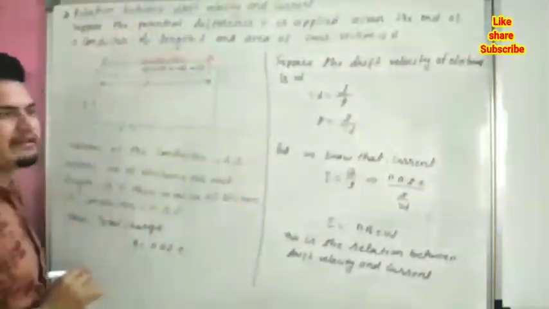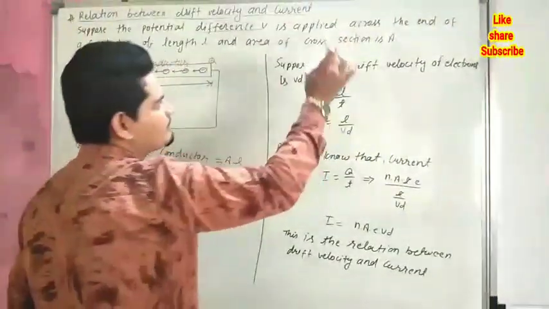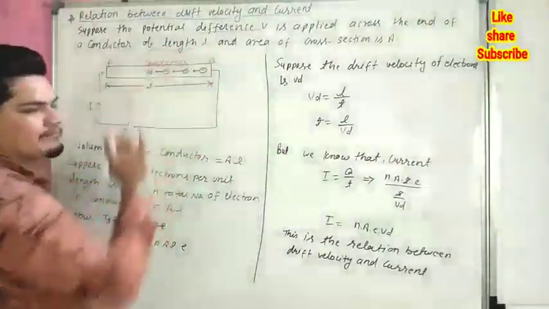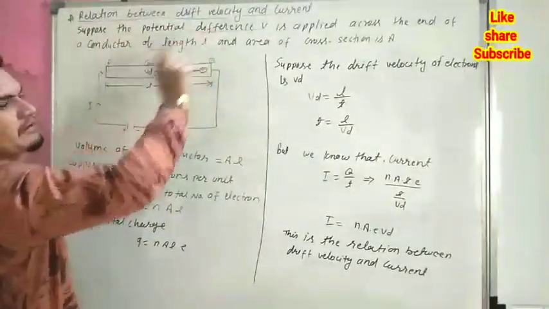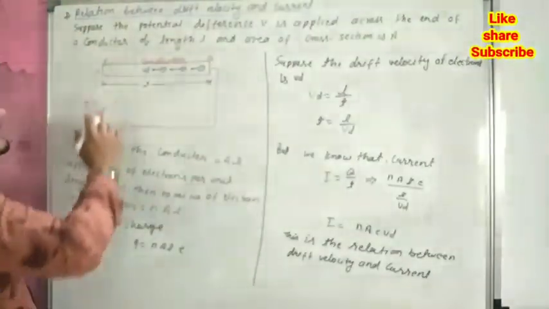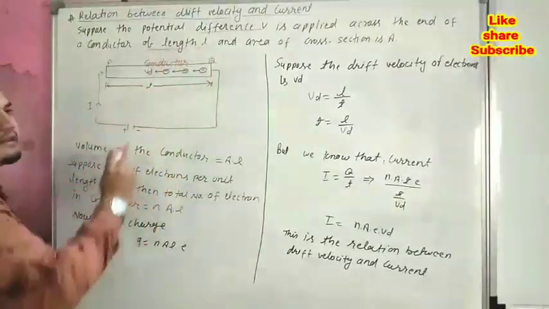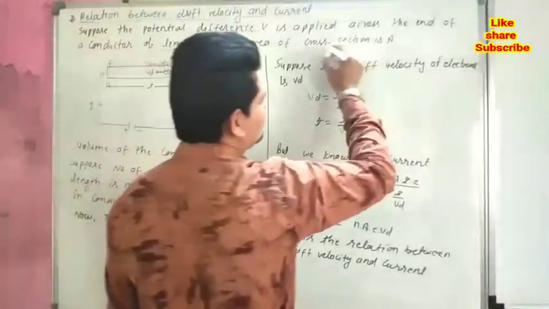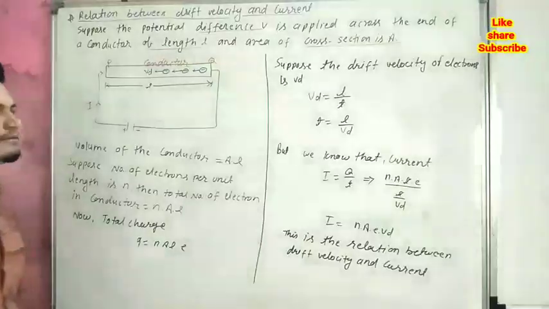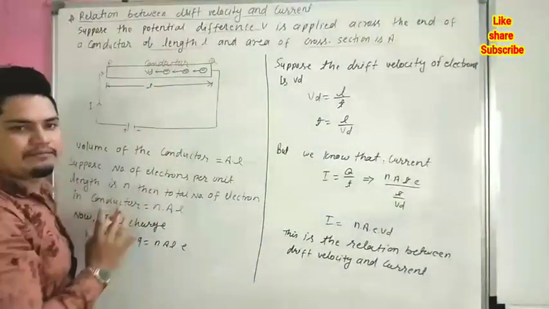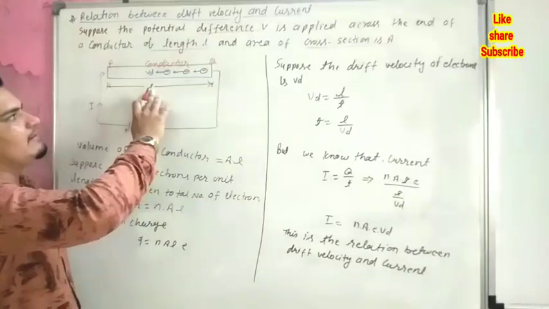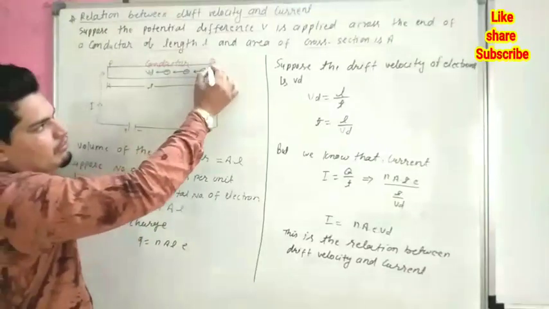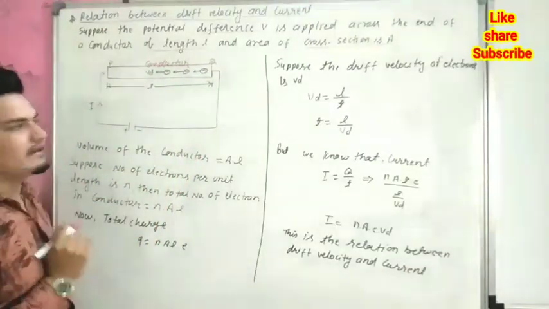Suppose a potential difference V is applied across the ends of a conductor of length L. The total length of the conductor is L, and the area of cross section of the conductor is A. This is called the cross section area, and this cross section area is A.